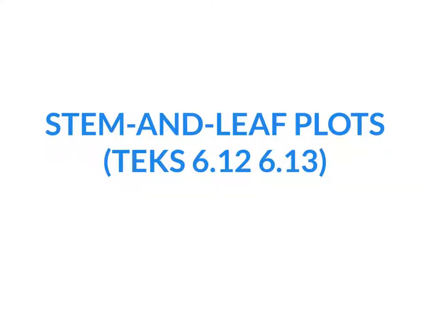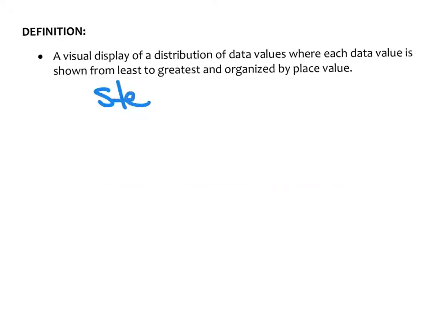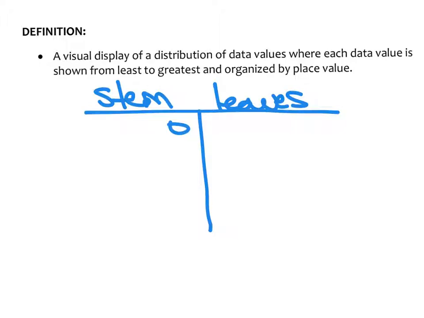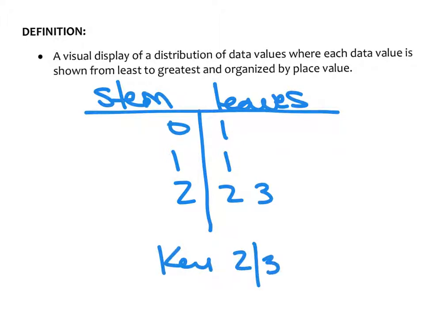In this lesson, we'll be learning about and practicing with stem and leaf plots, meeting the requirements for TEKS 6.12 and 6.13. A stem and leaf plot is a visual display of a distribution of data values where each data value is shown from least to greatest and organized by place value.